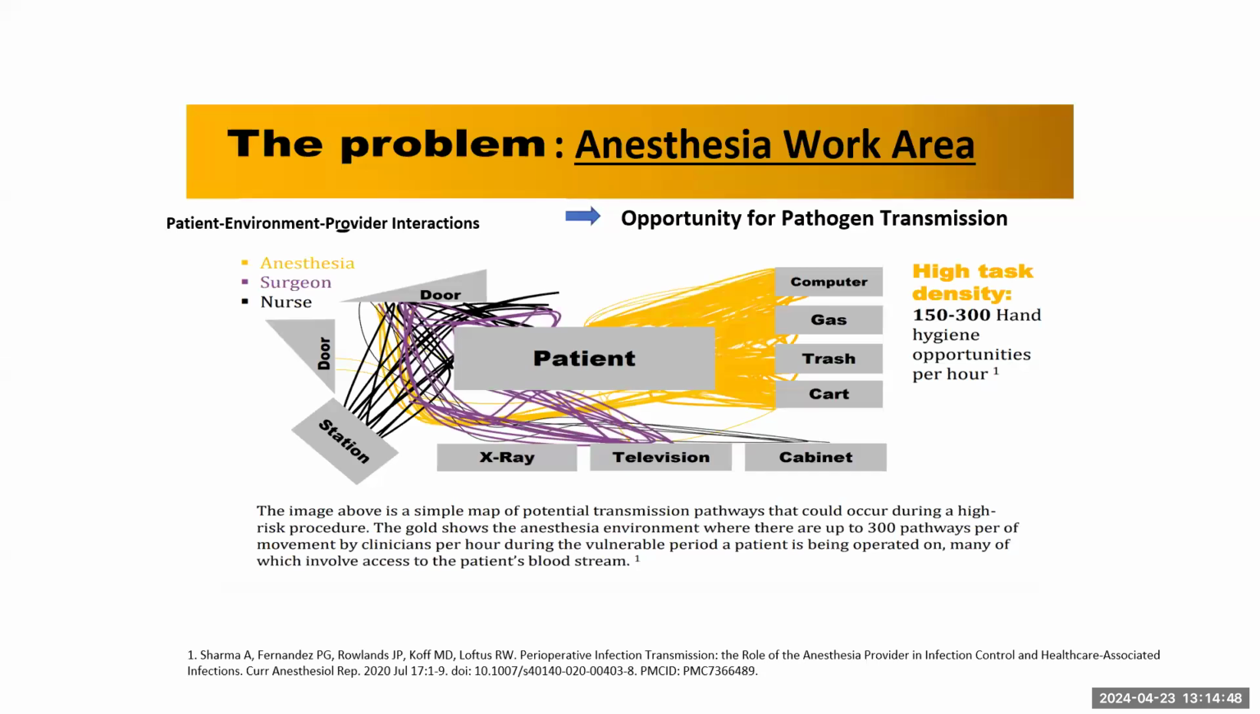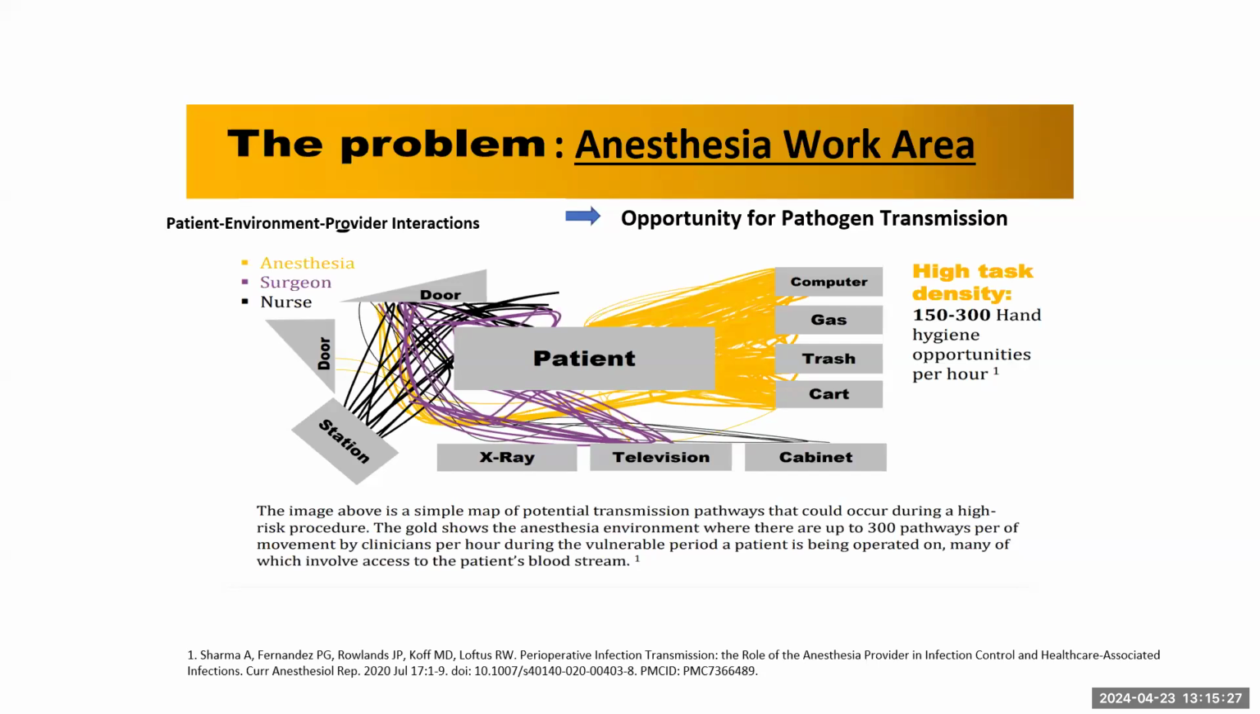Now, the anesthesia work area is particularly problematic. And the reason why it's problematic is because of the high task density. What is depicted here is a typical surgical case of 3 hours duration. This is an elective case. One of my research assistants was sitting in the room during this case, and every time a provider moved from the environment to the patient, where yellow is anesthesia, purple would be the surgeon, and the black lines would be the circulating nurses, he drew a line from where they started to where they ended up.